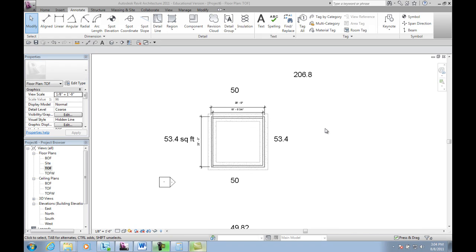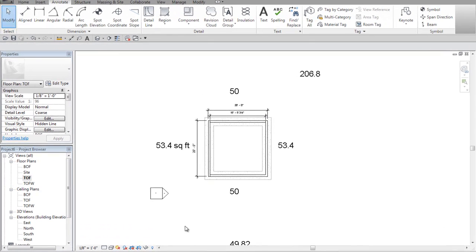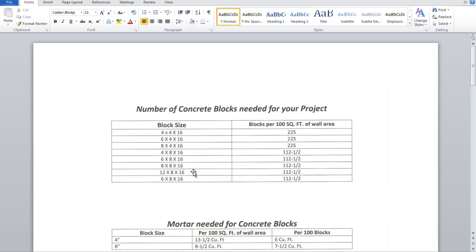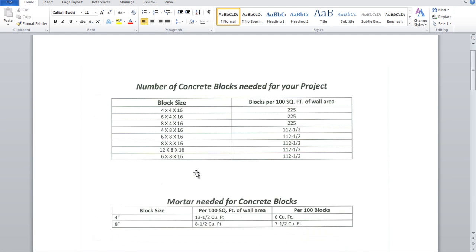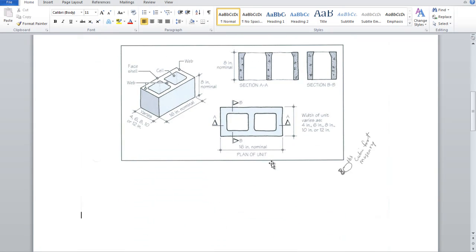Welcome back. This is going to be the second part of Project 6. If you can remember, we got 206.8 square feet of surface area on these blocks. I'll show you how to figure this out. Open up the concrete block calculations and mortar calculations on your Blackboard, and I'll show you how to do this. Really simple. This is what you're looking at.